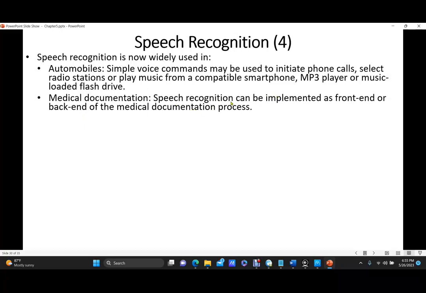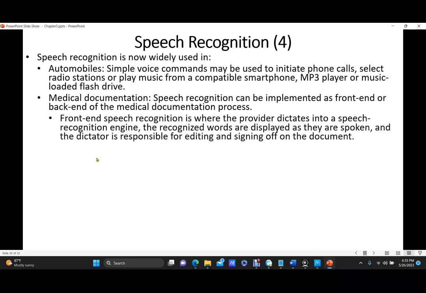In medical documentation, it can be implemented as a front end or back end of the documentation process. With front-end speech recognition, the provider dictates into the speech recognition machine, and the words that are recognized get displayed as they're spoken. And the person who's talking is responsible for editing, catching any errors, and signing off when he's done talking.